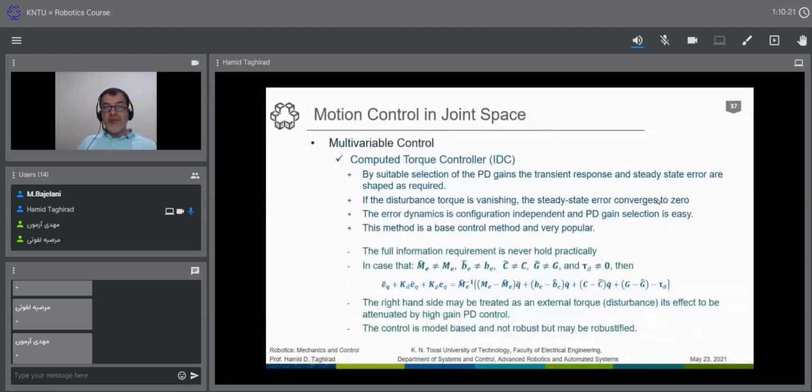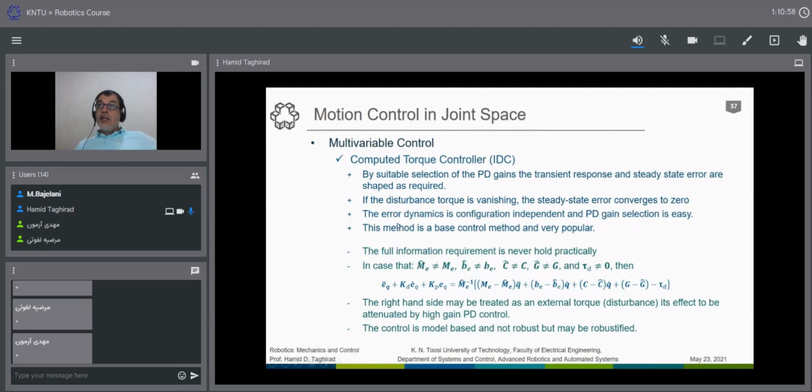This means that we don't really have zero steady state error in practice, because G is not always equal to G hat, and also the disturbances that come into the picture might not be vanishing, might have some DC values. So this naturally comes to the steady state error. But you can reduce that by increasing the gain of the system, up to the limit of the actuator saturation that we have.